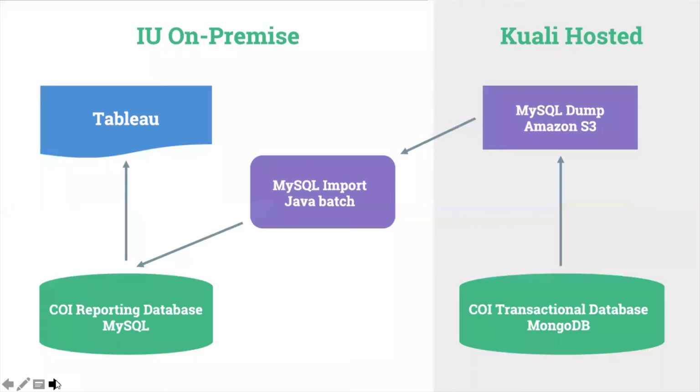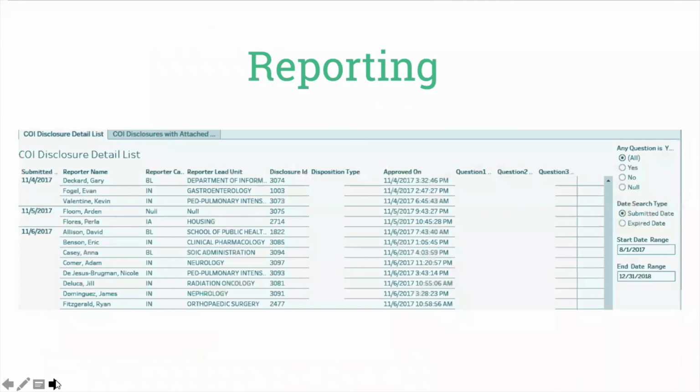If we jump down one slide, this is an example of what that looks like. It illustrates that you can really pull all of the useful data out of the disclosures to provide to people in the departments that might be interested in it.